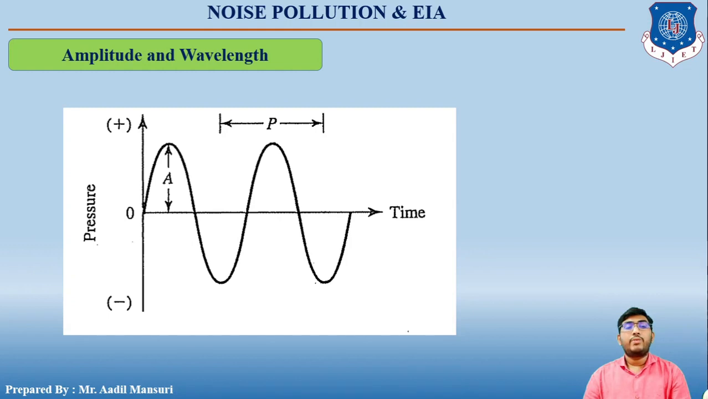Talking about amplitude and wavelength. Amplitude is the maximum distance from the neutral axis of a trough or a crest. Talking about the wavelength, the distance between two consecutive troughs or two consecutive crests is known as the wavelength, and the time taken by the wave to complete one cycle is known as the time period.